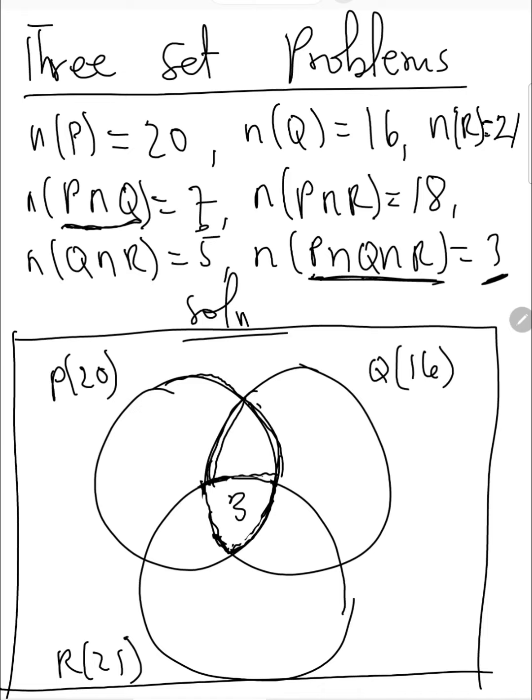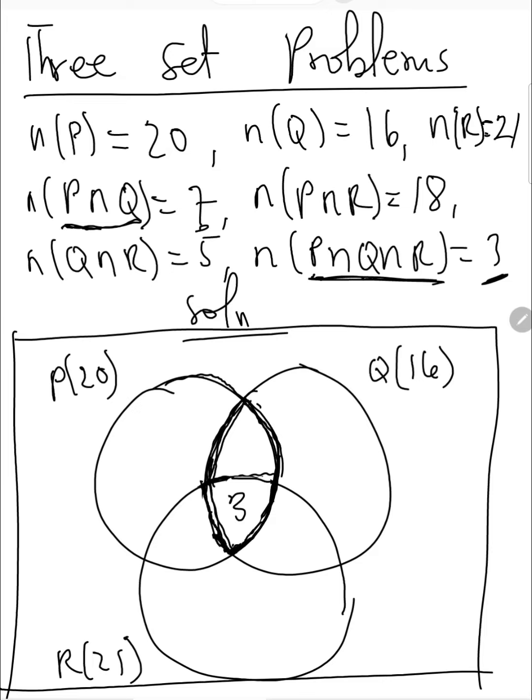Now there are 7, but let's look at it well. You see that the circle P is this, right? Then the circle Q is also this. So this bolded portion now represents P intersection Q. Can you see it? Okay.